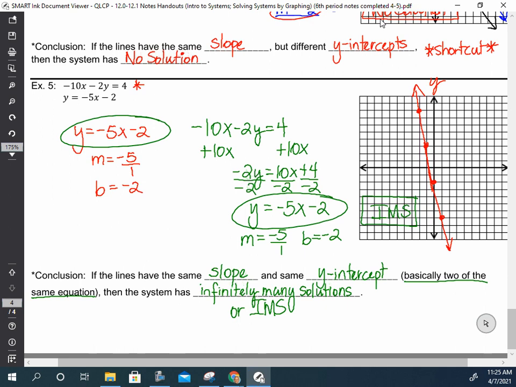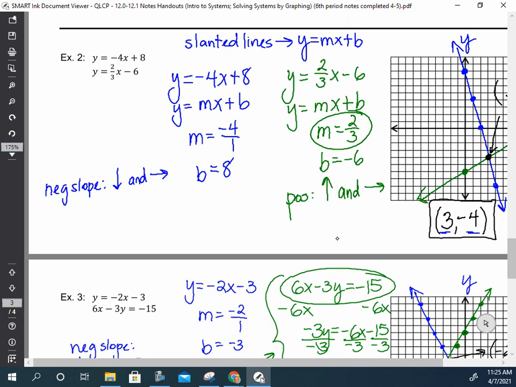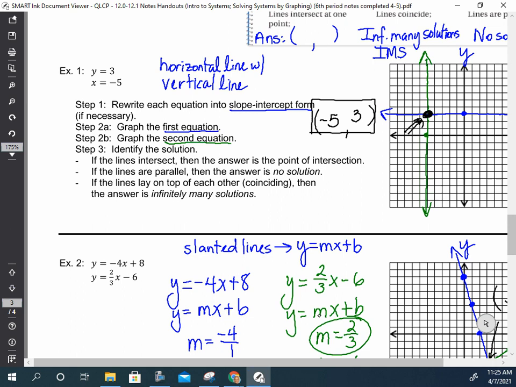So when you graph each equation, well, put it in slope-intercept form first. Graph each equation. If the lines intersect, then just tell what the intersection is. If the lines are parallel, then you have no solution. If the lines lay on top of each other, then your answer is infinitely many solutions. So it's got to be one of those three answers. If the lines are intersecting twice, you did something wrong. Lines should only intersect once if they're going to intersect at all.